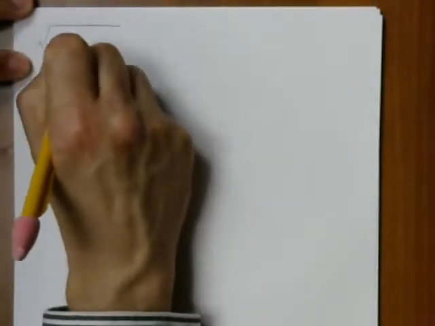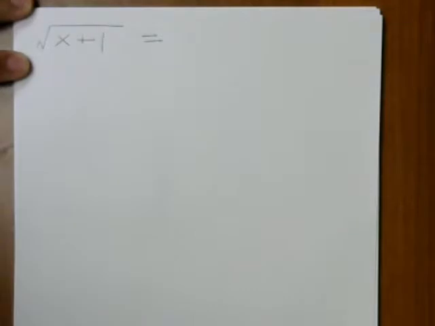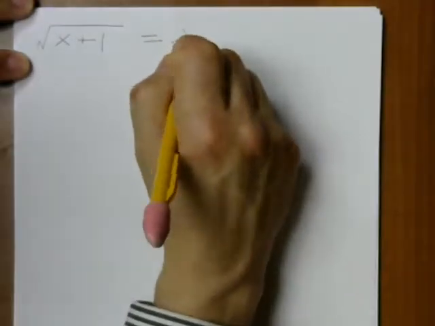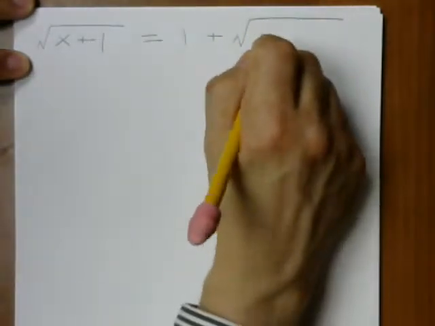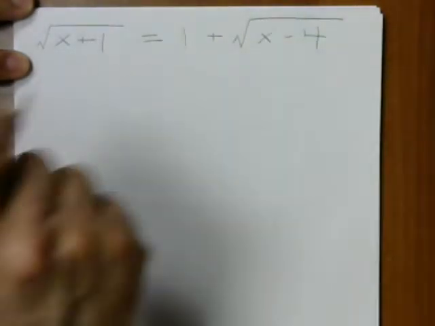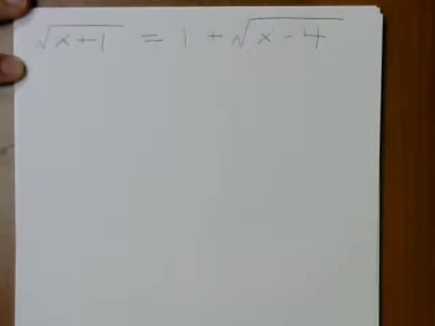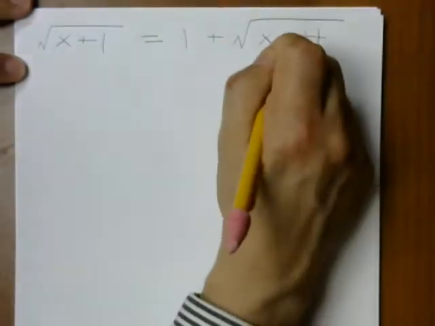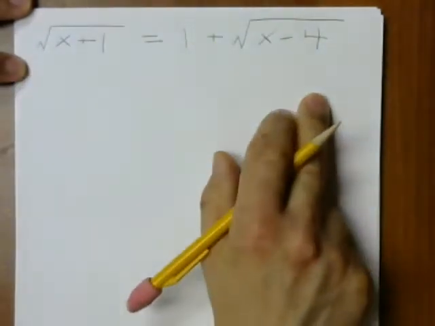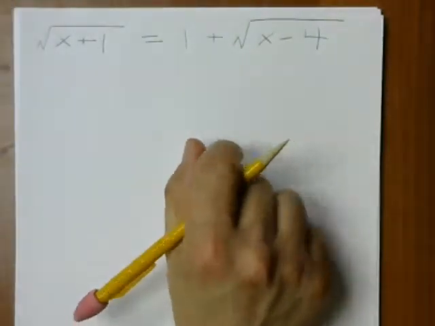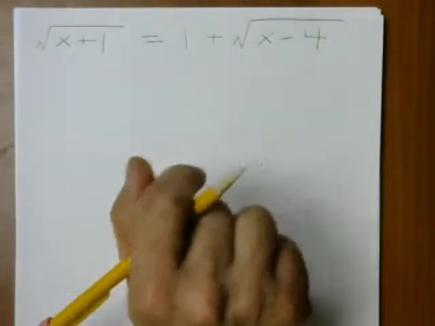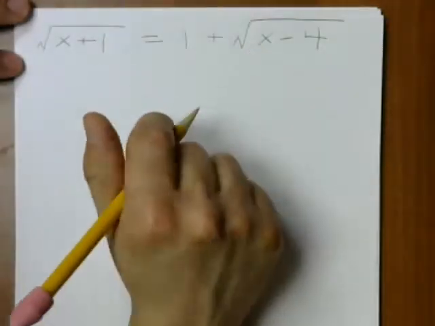So let's try and look at the following equation, which has more than one radical. We'll say that the root of x plus 1 is equal to 1 plus the root of x minus 4. Okay, and this is what I want to solve. I want to find all values of x for which these two sides are equal. Okay, so what can I do?